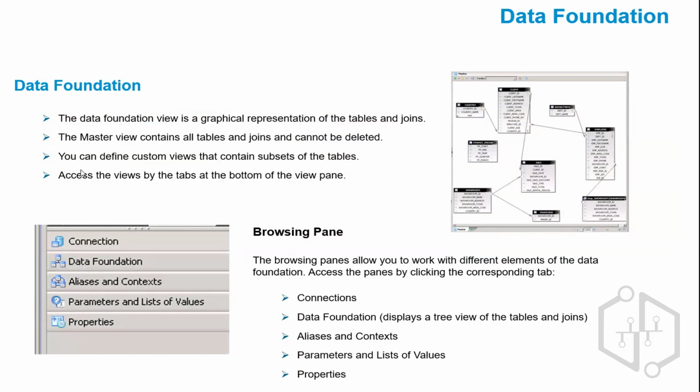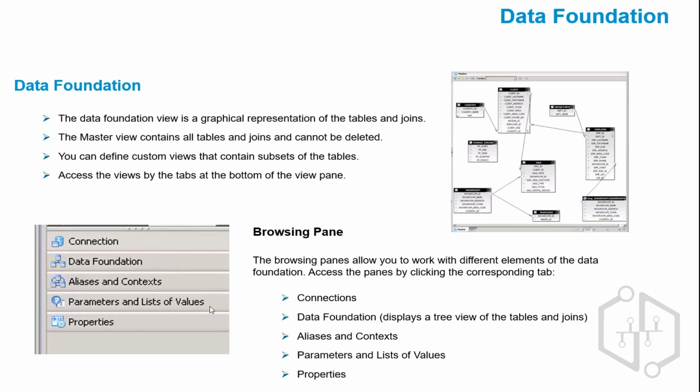And then here comes the data foundation. Here it shows how we graphically represent the tables and joins. So we will select the required tables and joins here. If you see here in the universe, we will also see options like connection. If you click on connection, it will go to the connections. Data foundation will go to the data foundation layer. Aliases and context will come in the next slides, like what is alias and what is context.